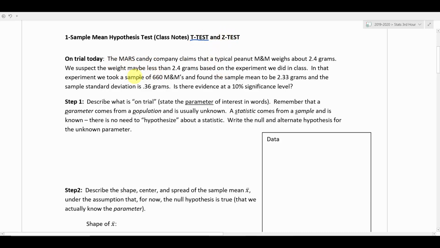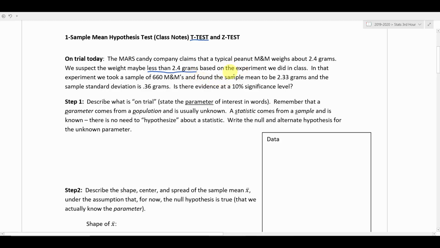So let's talk about our scenario here, and we'll go through it again step by step and see how this hypothesis test for a mean works. Okay, so the Mars Candy Company claims that a typical M&M weighs about 2.4 grams. This is the company claim. This is what they believe to be true about all peanut M&Ms. So we suspect that the weight may be less than 2.4 grams. This is our suspicion. We're not sure, but we're going to collect some data and see what happens.